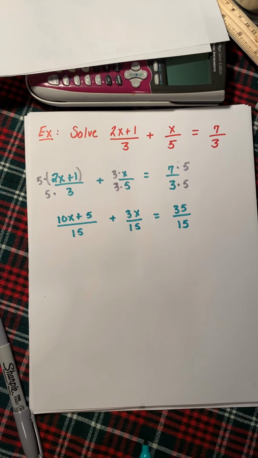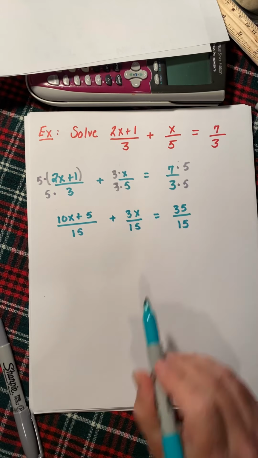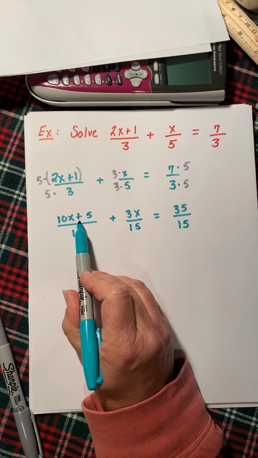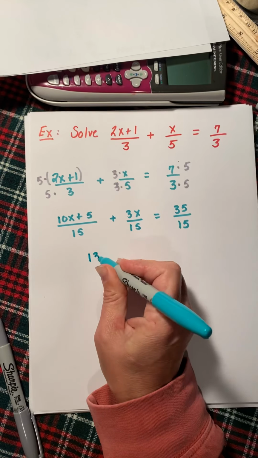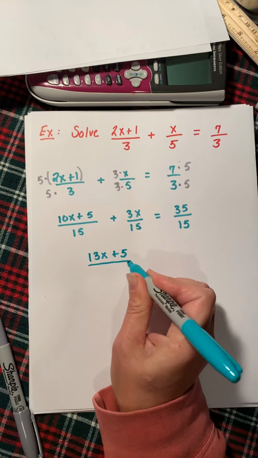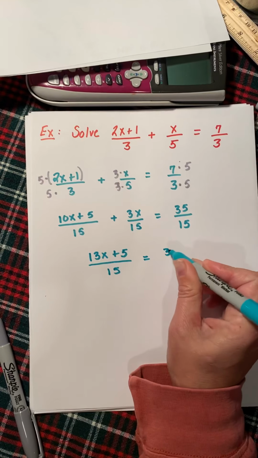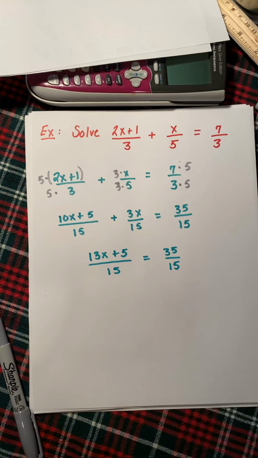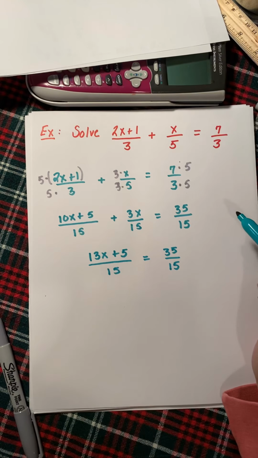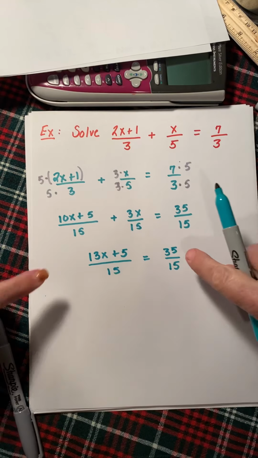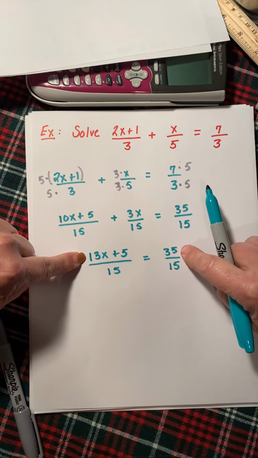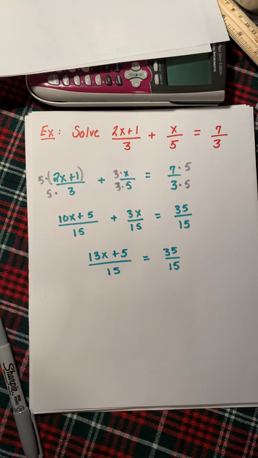So now let's just get one rational expression on the left and one on the right. We already have one on the right, so let's just add these numerators and keep the common denominator. 10x plus 5 plus 3x is 13x plus 5. I got that by adding the 10x and the 3x, all over 15 equals 35 over 15. So in order for this over 15 to equal this over 15, our numerators just have to be equal. So the next line is just 13x plus 5 has to equal 35 because the denominators are the same.